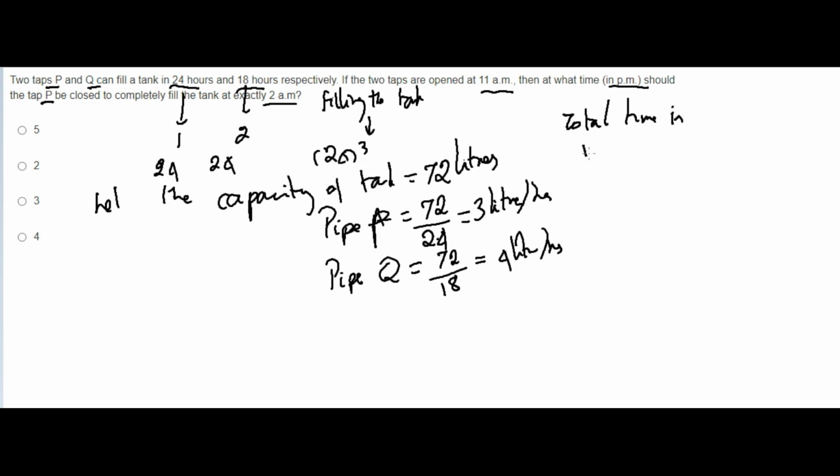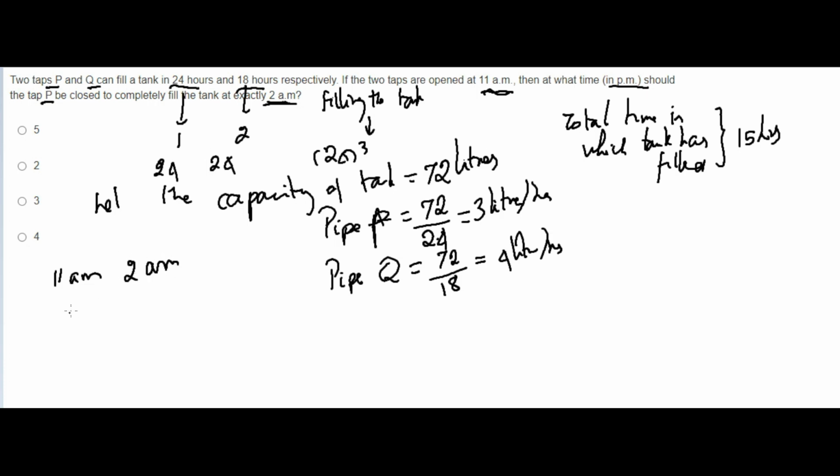Now the question says the total time in which the tank has been filled. Totally it is taking 15 hours, is it right? It is given very clearly. How is it 15 hours? 11 a.m. is given, and then it is going up to 2 a.m.